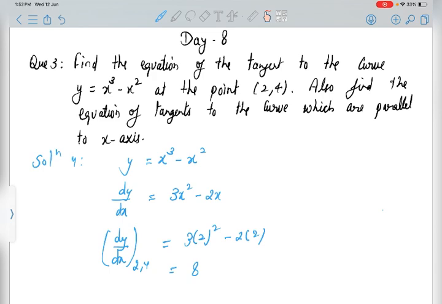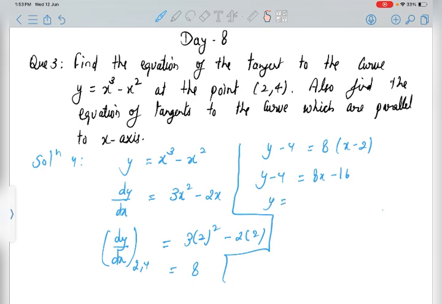Now we have to find the equation of the tangent. So class 11th, y minus y1 which is 4, m is 8, x minus x1. So y minus 4 equals 8x minus 16. So y equals 8x minus 12. So this is the equation of the tangent.